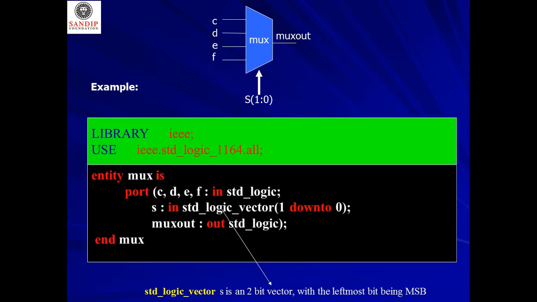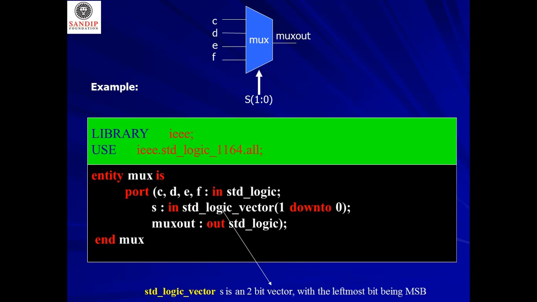Let's see the second example, a multiplexer. A multiplexer transfers one of many signals to the one output line. Here we have considered a 4:1 multiplexer. It has 4 inputs, 1 output and 2 select lines, a 2-bit select line. Now let's write the VHDL code to describe the functionality. Let's write the entity of the multiplexer.